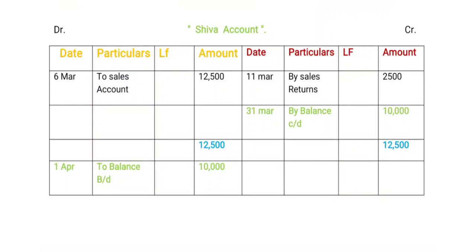12,500. Now we are going to the credit side of the Shiva account, 31st March, by balance carried down. It is 12,500 minus 2,500, that is 10,000. This is the closing amount for this month. This amount is transferred to next month as the debit side. 1st April, to balance brought down 10,000. It is completed. Now we are going to another transaction.